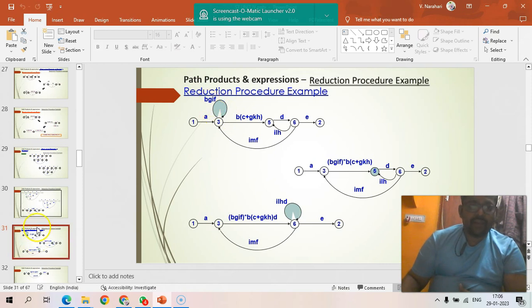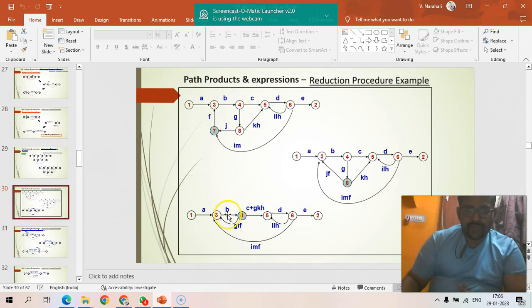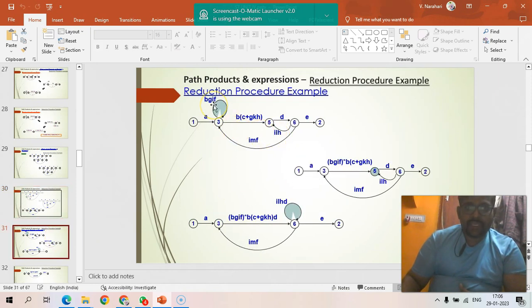and this B will flow between 4 to 5 also, nothing but B to 4, 4 to 5. So B to 3 to 4, 4 to 3. So this will become the self loop, and this particular B will flow through 4 also. So that's why BGIF and B of C plus GKH. So next I need to remove this self loop.